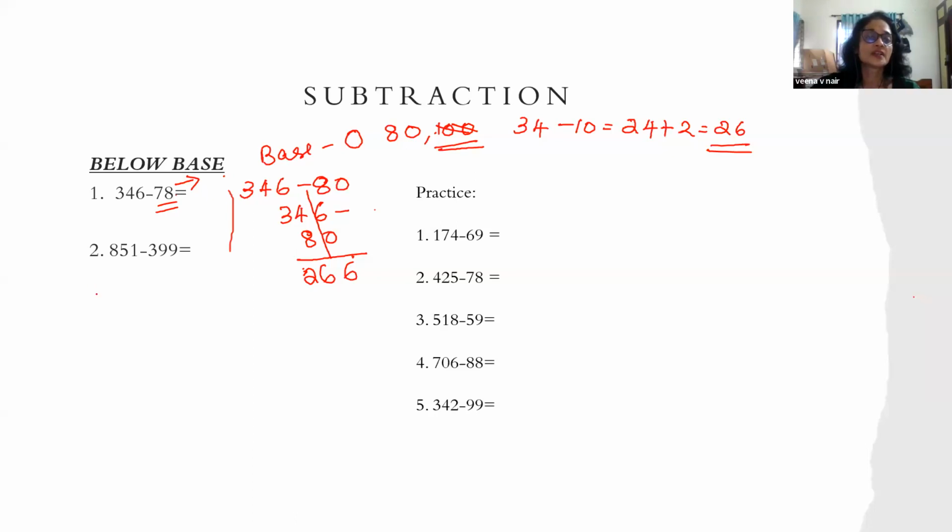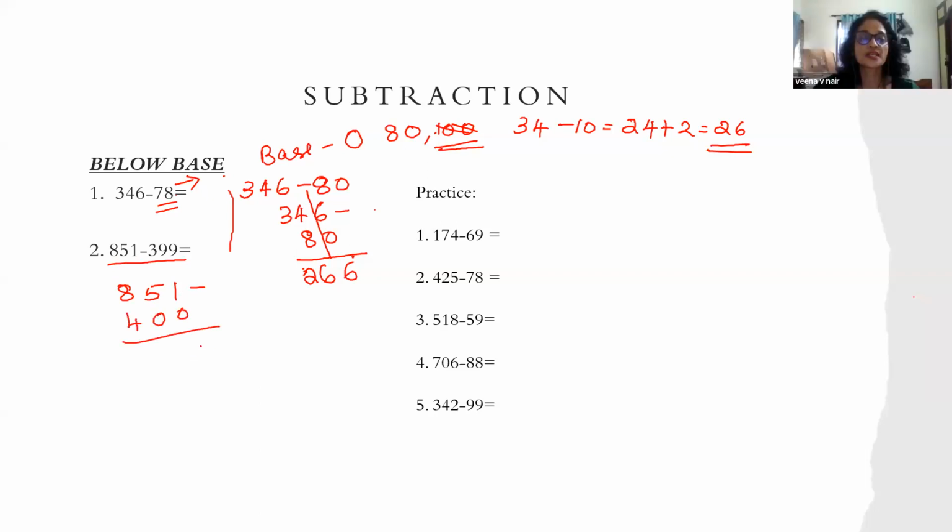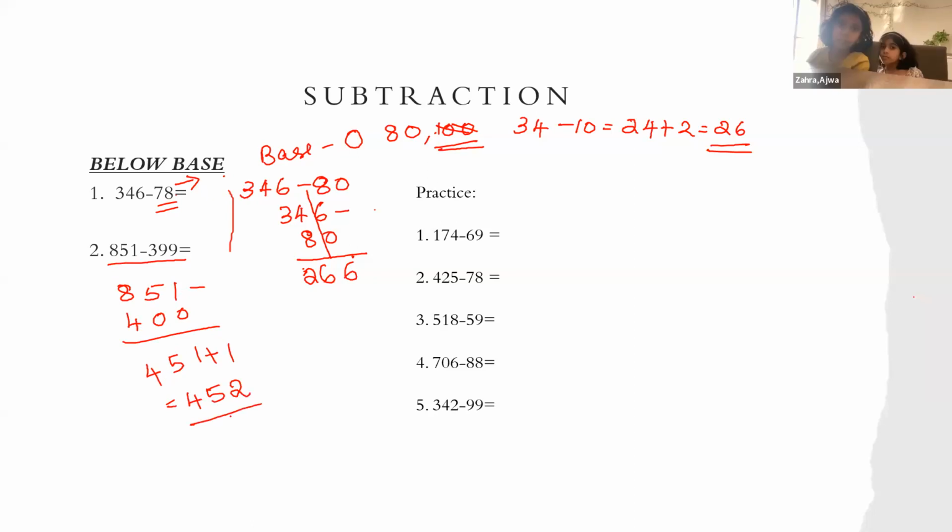Yes. Okay, now let's take this number, 851. Now 399 is closer to which base? 400. Okay, so what is the answer? 451. Okay, now there is one more step, that is add 1 to it, 452. Are you clear with this method? Yes. Shan, are you clear? Yes. Okay. Anyone want to say something? No.